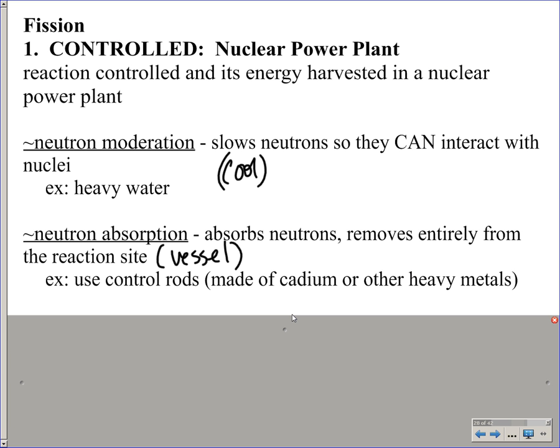And the way that you actually take away those neutrons that are produced is that you use control rods and you lower them down into this reaction vessel. The neutrons are absorbed into the control rods, and then the control rods are pulled back out of the vessel so that those neutrons are no longer available for reactions, which means they're no longer available for neutron bombardment to force a fission reaction to occur. So the control rods are usually made of things like cadmium or other heavy metals because you want something that's going to actually absorb all the neutrons and not allow them to escape or react again. So I've got a picture of that on the next slide.